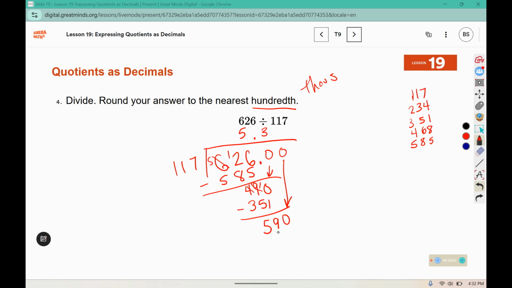Bring down another 0. It can fit in 5 times. That will leave us with 5. It can't fit into 50, but we're at the thousands, so we can stop there. And we are rounding it to the hundreds place. So does the 0 tell the 5 to go up or stay? Since 0 is less than 5, it's going to stay.